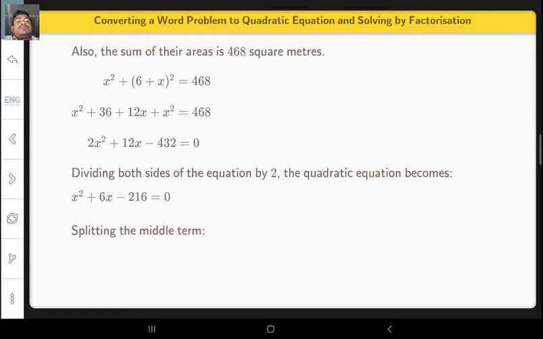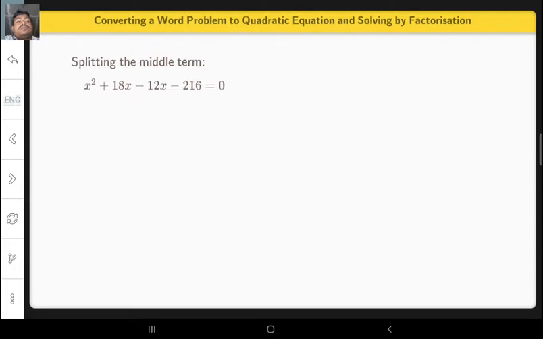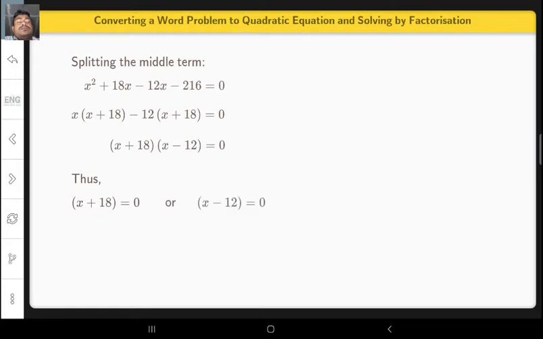On splitting the middle term, we get x squared plus 18x minus 12x minus 216 is equal to 0. On solving it, we get (x plus 18) into (x minus 12) is equal to 0, which implies x plus 18 is equal to 0 or x minus 12 is equal to 0. x is equal to minus 18 or x is equal to 12. Tap the button to understand this better with an example.